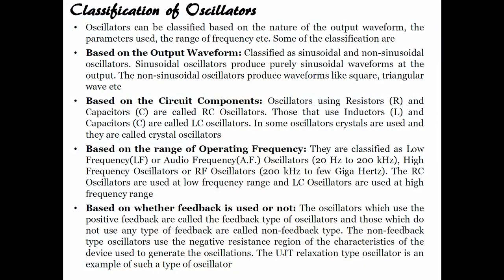If you see the screen, the non-feedback type of oscillator uses the negative resistance region of characteristics, and this is a UJT relaxation type oscillator. So, the UJT relaxation type oscillator is your non-feedback type oscillator.